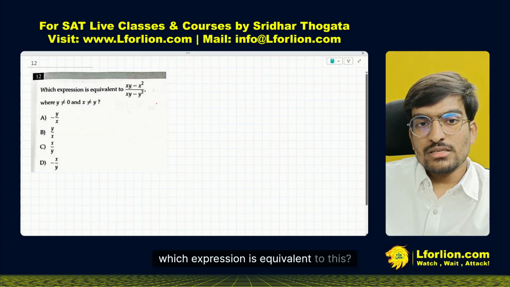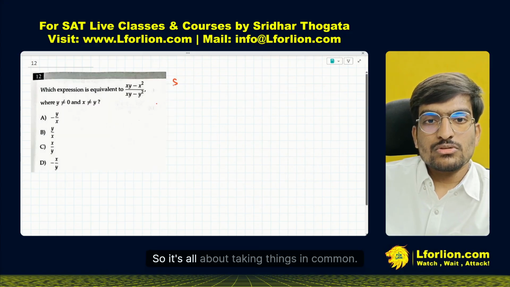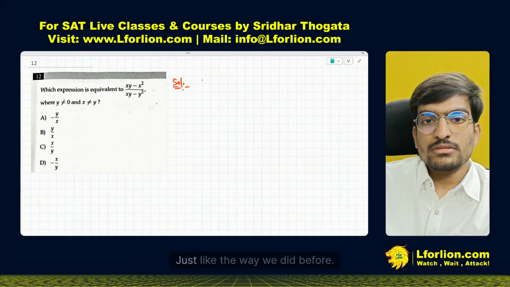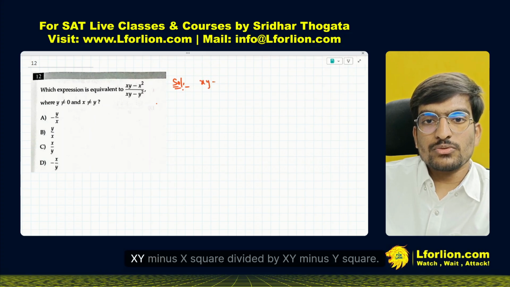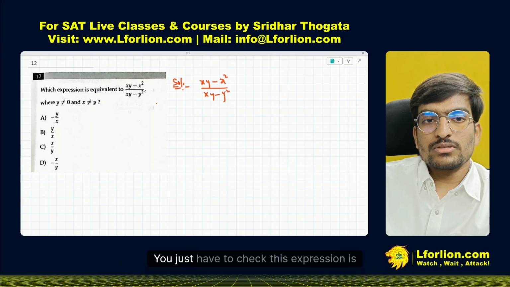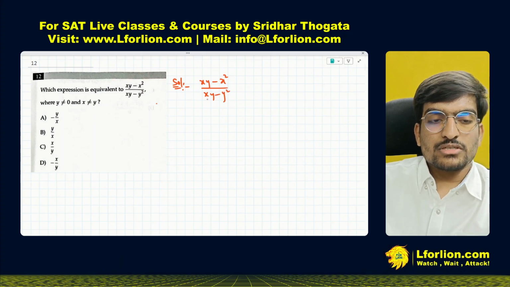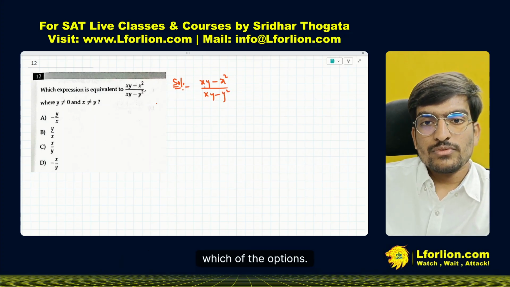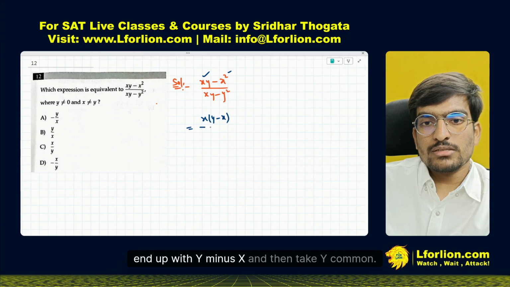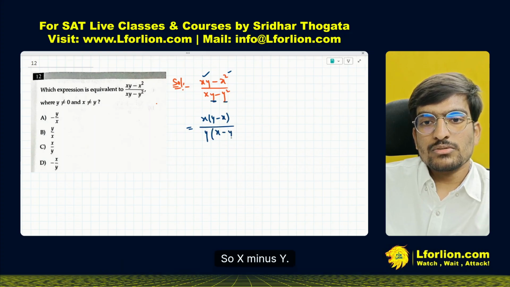Which expression is equivalent to this? So it's all about taking things in common. Just like the way we did before, xy minus x square divided by xy minus y square. You just have to check which of the options this expression is equivalent to. So what we do, x and x, let's take that common in the numerator, and we end up with y minus x, and then take y common in the denominator, so x minus y.